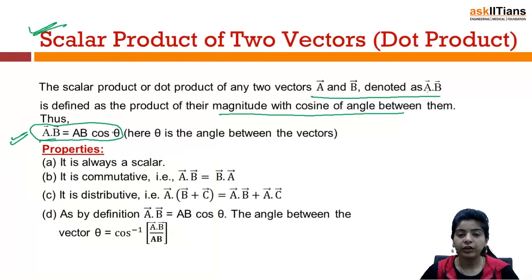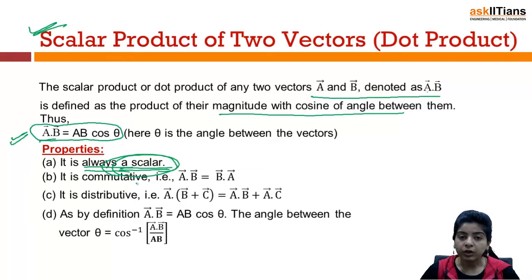Vector a dot vector b, or the dot product of vectors a and b, is given by a into b cos theta, where theta is the angle, obviously, between the vectors a and b. And what about the properties? Again, the properties are important because they clear up your concepts about the scalar product. It is always a scalar quantity. The dot product of two vectors is a scalar quantity.